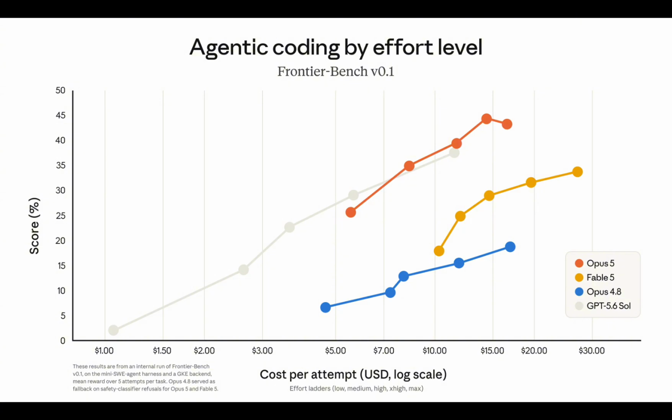Anthropic provides results from 3 benchmark platforms: Frontier, Cursor, and the AA Coding Agent Index, AACAI. Of these, Frontier is the most favorable benchmark for Opus. Across all reasoning effort levels, Opus 5 outperforms Fable 5 and is clearly ahead of Opus 4.8. Its total cost is higher than 4.8's, but it has a clear price advantage over Fable 5.